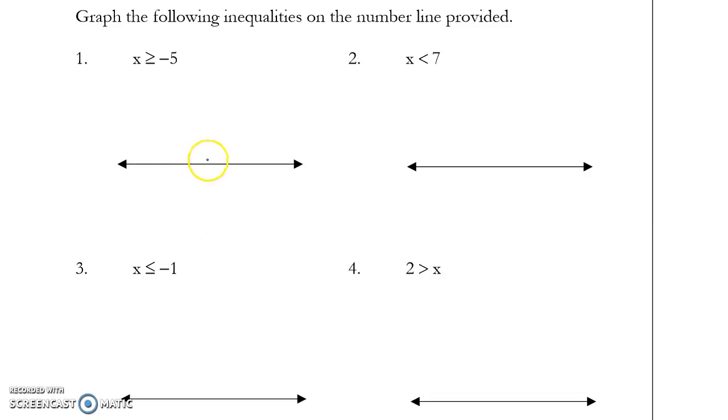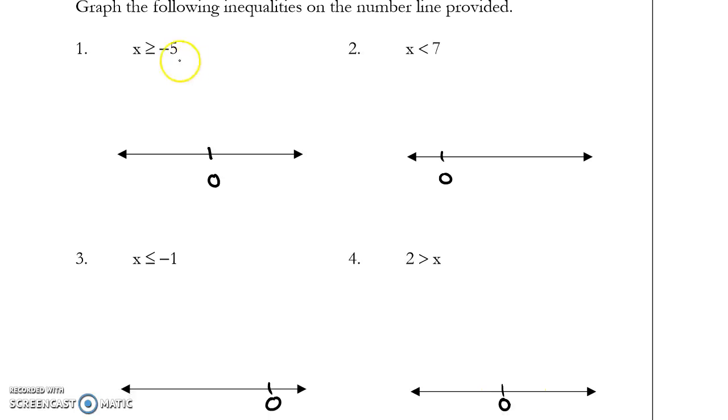I need the number 0 on every number line. And I don't care where you put 0. You can put it in the middle, you can put it on the left, you can put it here on the right. It doesn't matter to me at all where you put 0. What matters is where you put your second number in relationship to 0.